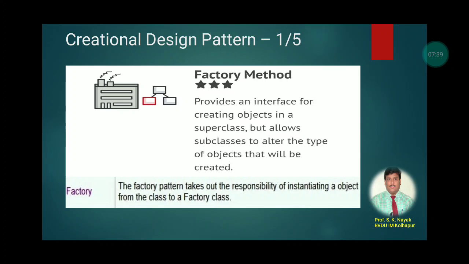What is a factory? A factory means it produces similar or dissimilar kinds of products. Normally, in a generic sense, a factory produces different types of objects. Now in this particular design pattern, we have a superclass like a factory. This superclass or factory can help to produce different types of objects. Now, how does the factory pattern take out the responsibility?